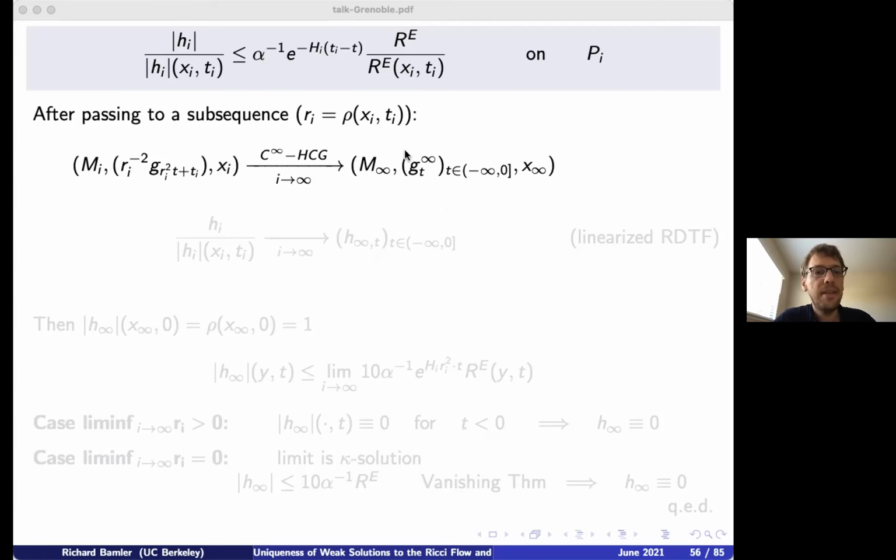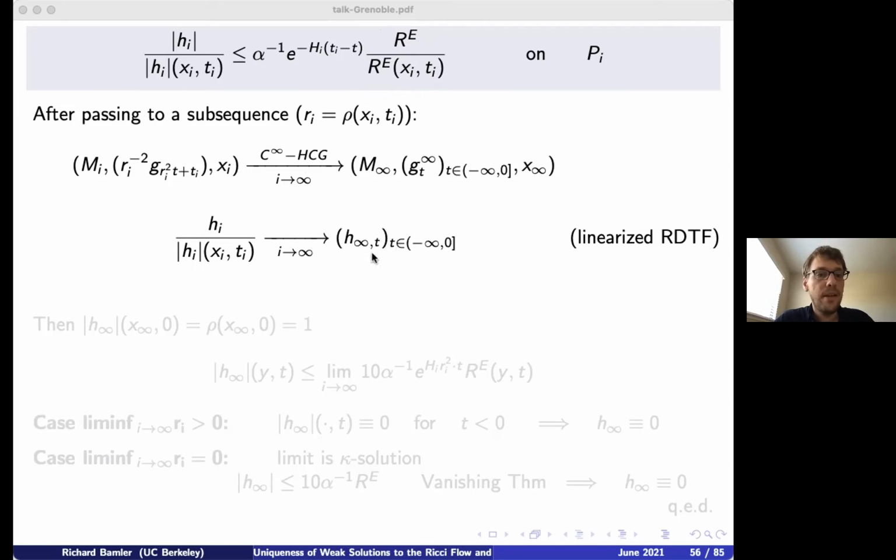So now I obtain this limiting flow. Sorry, this may not be defined on this type of time interval, but I obtain some limiting flow. And then h_i divided by the norm of h_i at the base point, well, the norm of this is bounded by the quotient of these scalar curvatures. Okay? So this is locally uniformly bounded because we've normalized this guy to be 1. And this, just by the convergence here, will converge to the scalar curvature at M infinity.